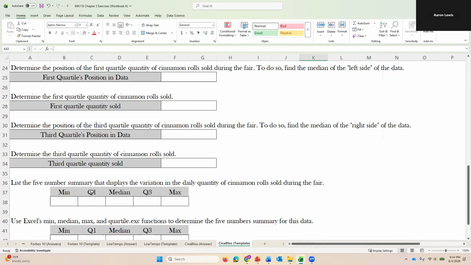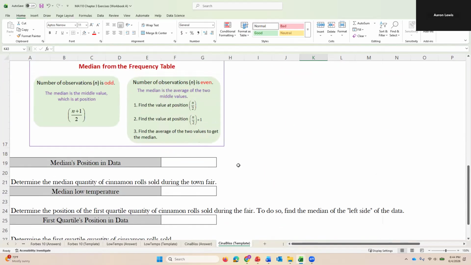You can think of the first quartile as the spot in the data that is bigger than 25% of the other returns, and the third quartile, three quarters, or 75 percent, is the spot in the data that is larger than 75% of the other returns. So we need to go through those returns that we have up on top and figure out what the five number summary is here for Cinnabliss.